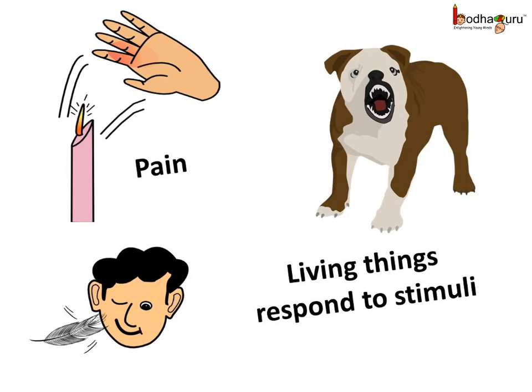The living organisms respond to the stimuli. Like when we touch something hot, we withdraw our hand immediately. Withdrawing the hand is the response, and what causes a response, that is, touching something hot, is the stimulus. Here, the stimulus is heat. Also, if anyone provokes a stray dog, it starts barking. So barking is the response to the stimulus of provocation.